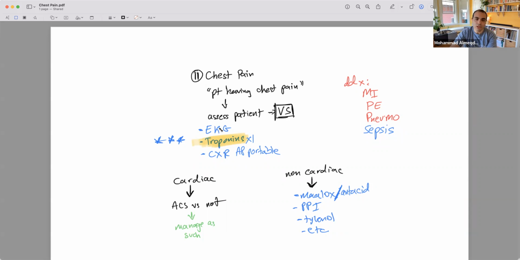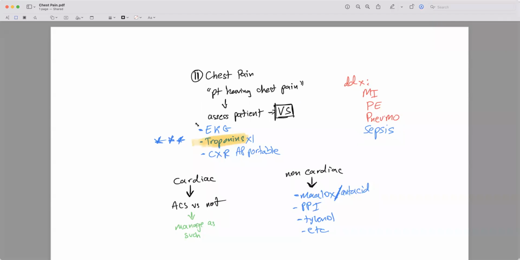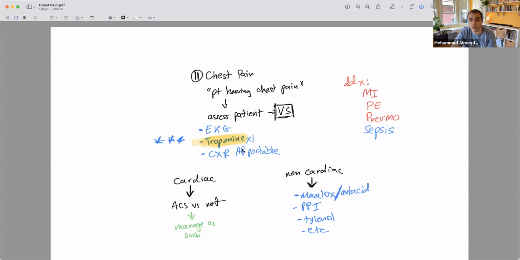Okay, so the first thing you're going to do is assess the patient. You're going to go see the patient, take a brief history, and assess their vital signs, make sure they're stable, or not, regardless of what it is. And then the things that you want to do are usually an EKG. Very important, because this is going to be the defining feature between something cardiac and non-cardiac. And then you can also check troponins.